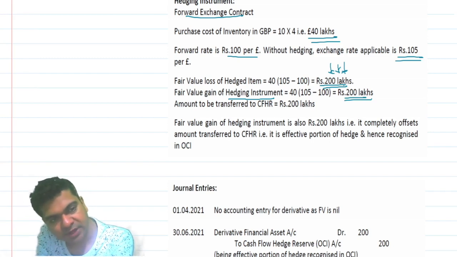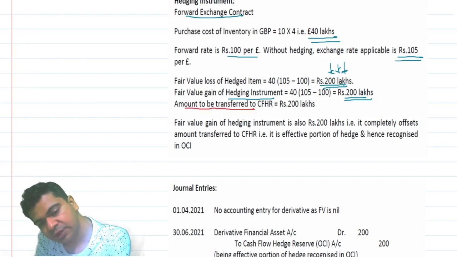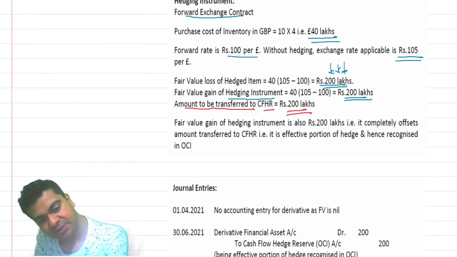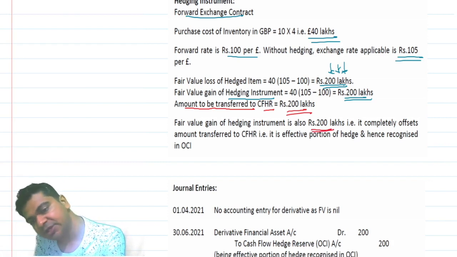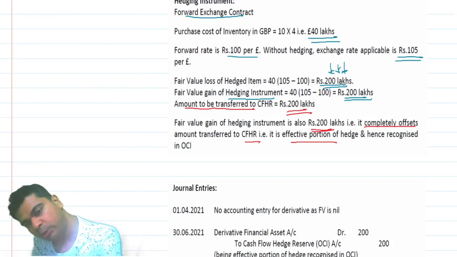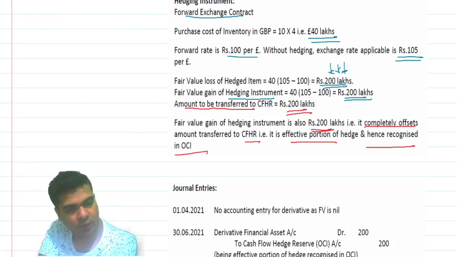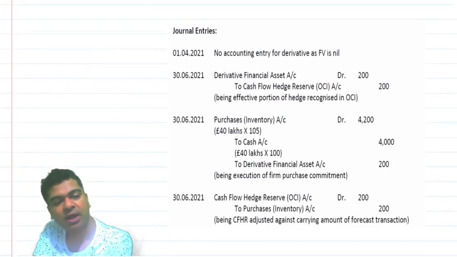So that is what we are suggesting over here. That's our end suggestion. Amount to be transferred to the cash flow hedge reserve is 200 lakhs. Fair value gain of hedging instrument is also 200 lakhs. So it is completely offset. So the amount transferred to the cash flow hedge reserve is an effective portion of the hedge and hence recognized in OCI. So what shall be our scheme of accounting entries?